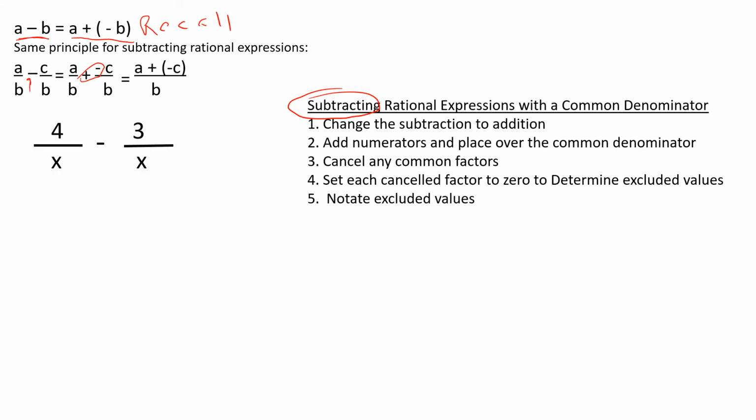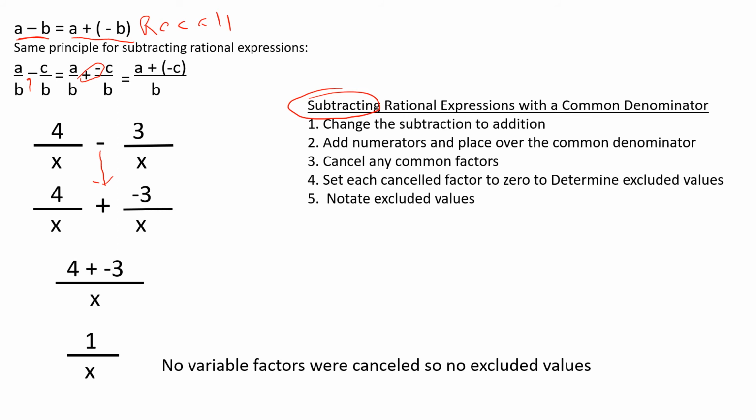So here's a subtraction. I'm going to change this subtraction, right, to this plus minus here, right? It's the same thing. It's saying plus a negative of the second fraction. Then we're going to combine the numerators on top. Then we're going to simplify. 4 plus a negative 3 is 1x. And you cannot cancel any common factors here at this point. We haven't canceled anything, so there's no variable factors to exclude or excluded values.